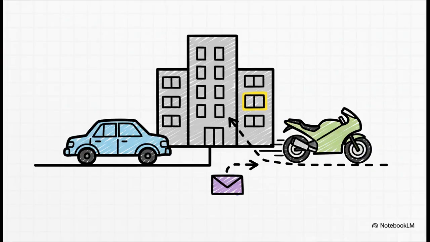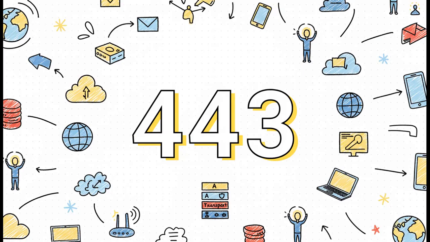So to sum up the transport layer, think of it as the project manager for your data's journey. Its first job is to pick the right delivery service, the reliable sedan, which is TCP, or the super fast motorcycle, UDP. And its other crucial job is to use something called ports. A port is like an apartment number. Your computer has an IP address, which is the building's street address, but the port tells the data exactly which apartment, or which application, to go to inside that building. And a perfect example of this is port 443.